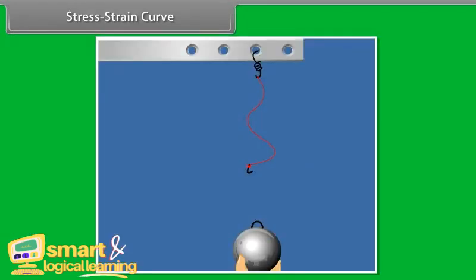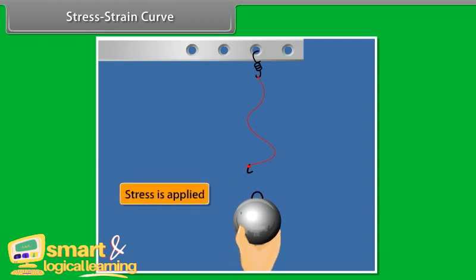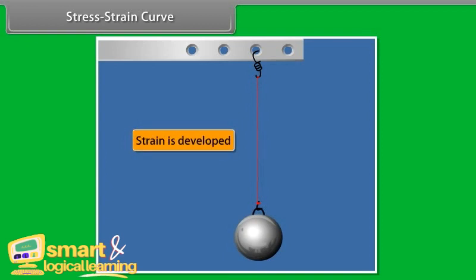Stress-strain curve. Consider a wire suspended vertically. When the wire is loaded, a stress is developed. On loading, the wire increases in length and thus strain is developed.